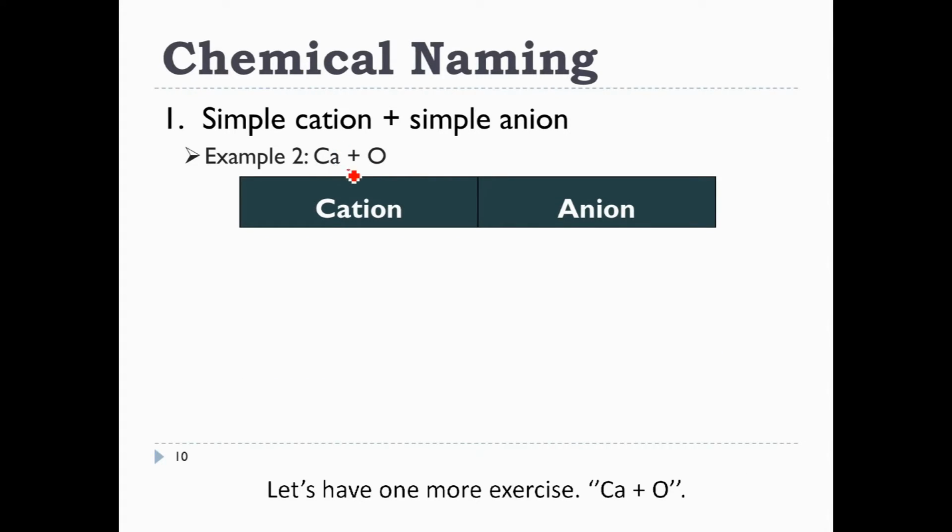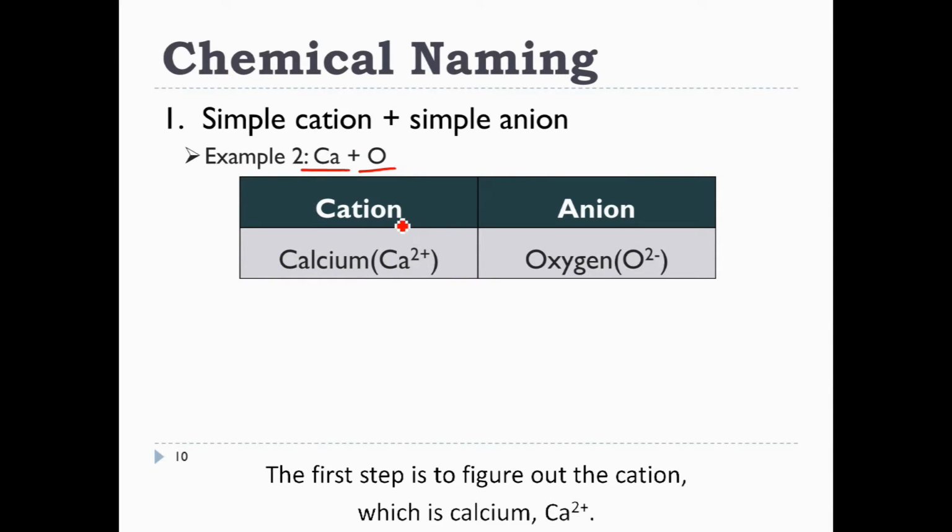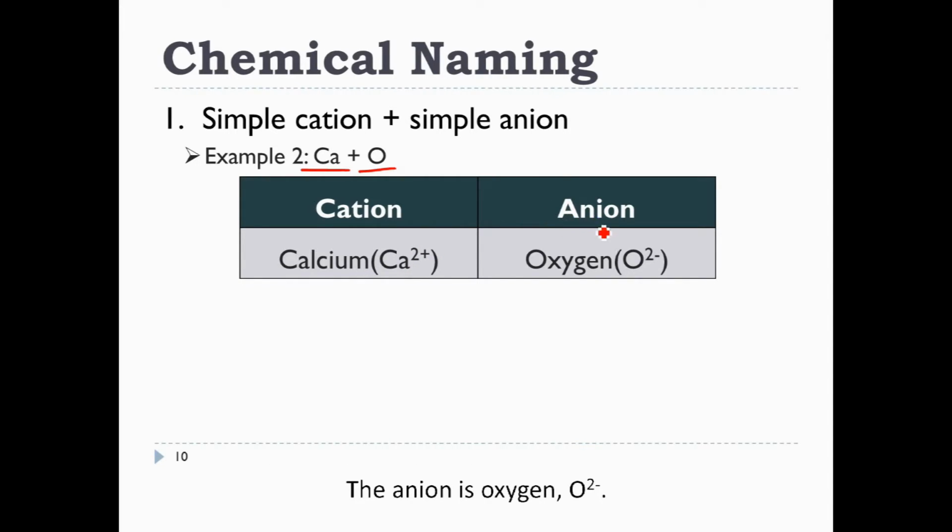Let us have one more exercise. Ca plus O. The first step is to figure out the cation, which is calcium, Ca2+. The anion is oxygen, O2-.